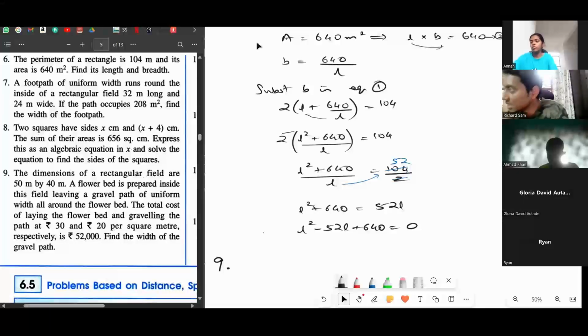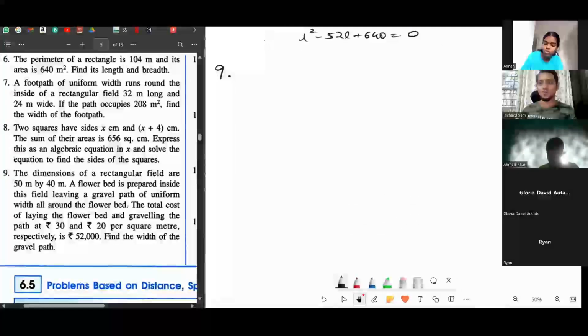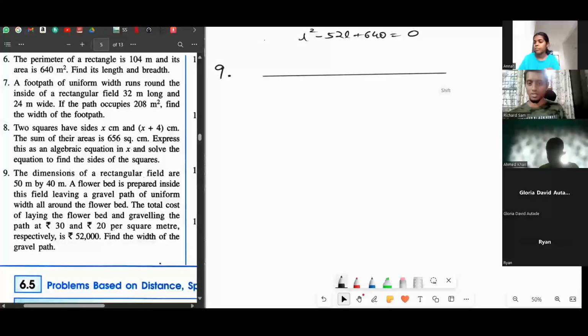Okay, inside one. See, the dimensions of a rectangular field are 50 by 40. That's a rectangular outfield. A flower bed is prepared inside this field with a gravel path of uniform width all around the flower bed. Okay, so there's a flower bed that's inside this. What shape is a flower bed? Square or rectangle? How do you know it's square? Did they tell? Uniform width around it. What does that mean?